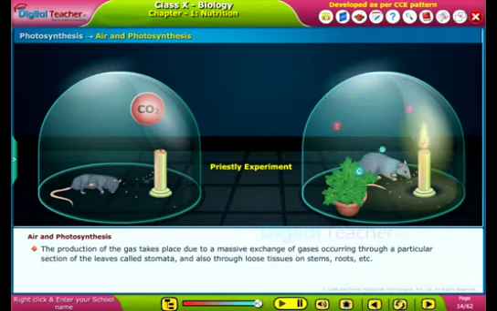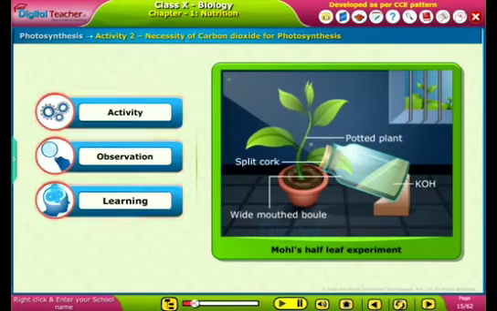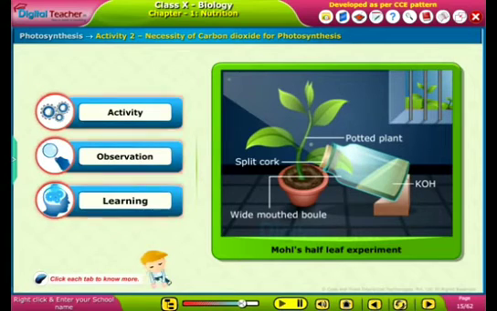Let us discuss in brief how carbon dioxide is useful for photosynthesis. Here, let us perform an activity to learn about the necessity of carbon dioxide for photosynthesis. Click each tab to know more.